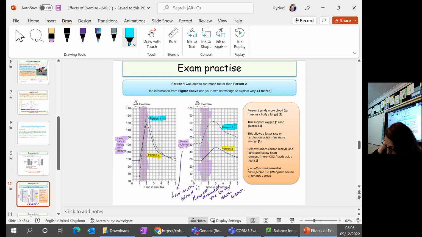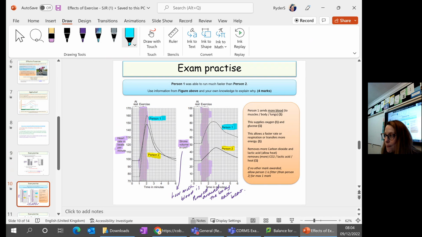Person one sends more blood to the body. That means they are getting more oxygen and more glucose for respiration. So that is how I am going to get the marks. I'm carrying out more respiration, therefore releasing more energy. That's 4 marks. I've got some information from my graph, 1 mark. Then I've explained it. The explained bit is the rest of the 3 marks.